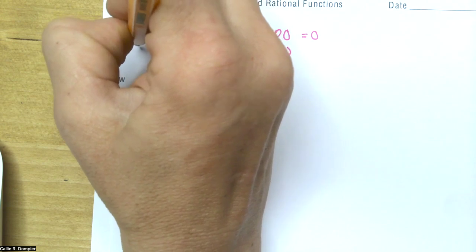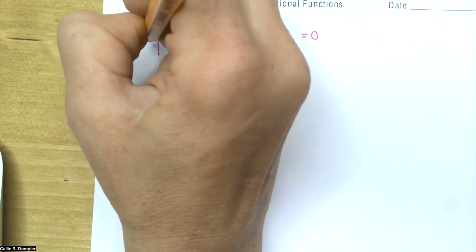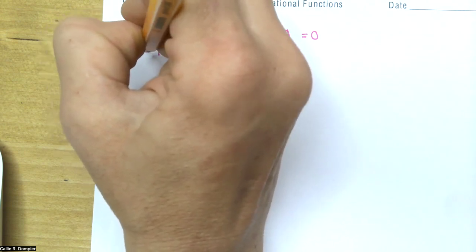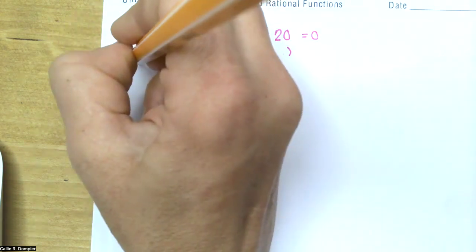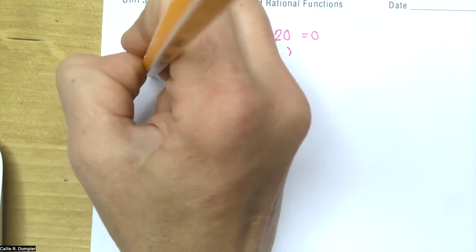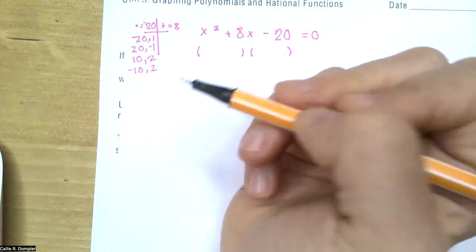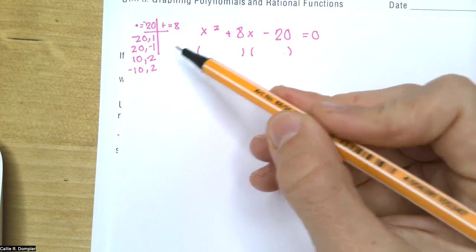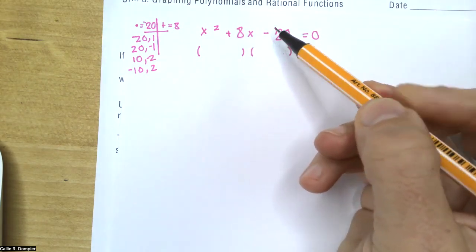So we could do -20 and 1. We could do +20 and -1. We could do 10 and -2, or we could do -10 and 2. And you can keep going, right? But we see that 10 and -2 add to 8 and multiply to -20.